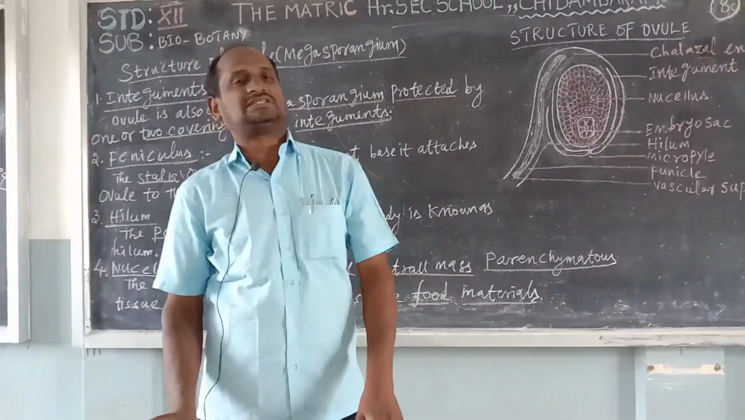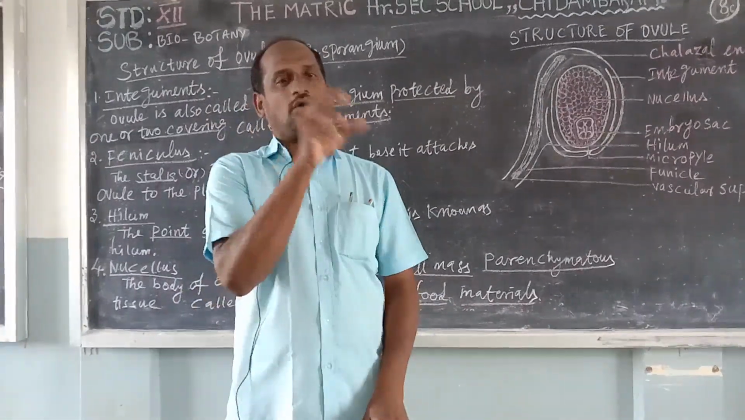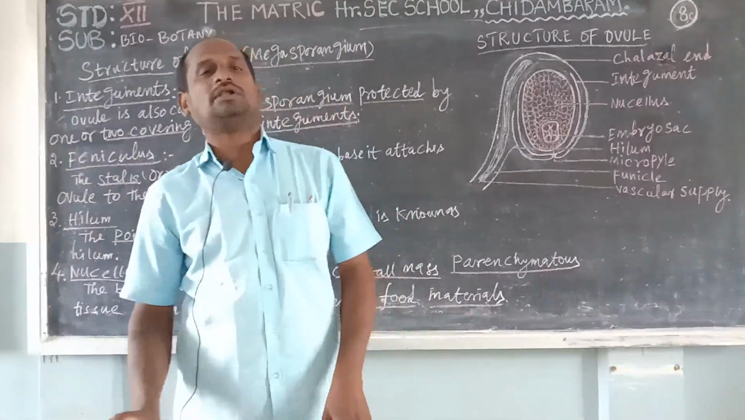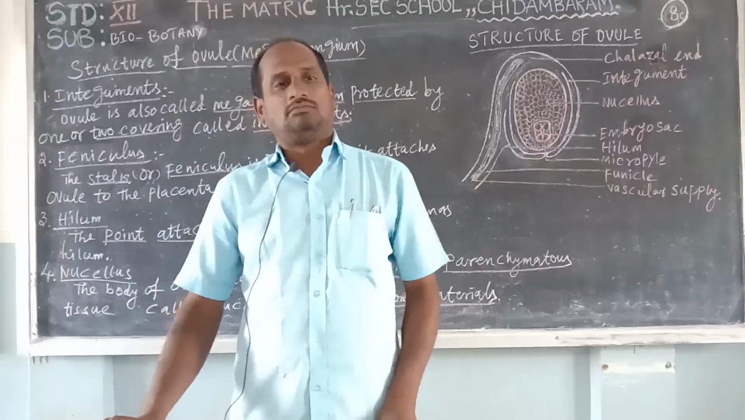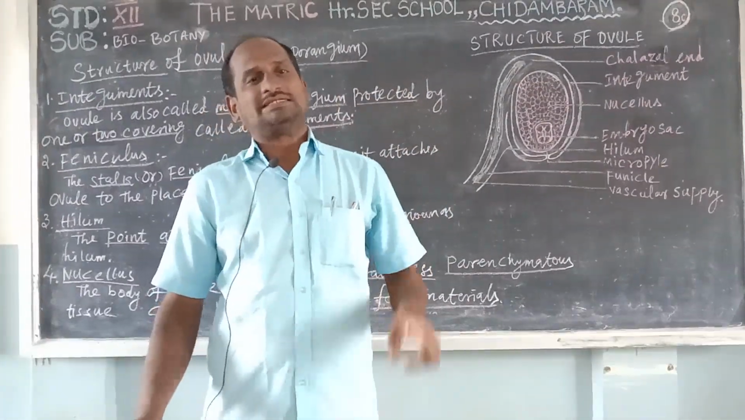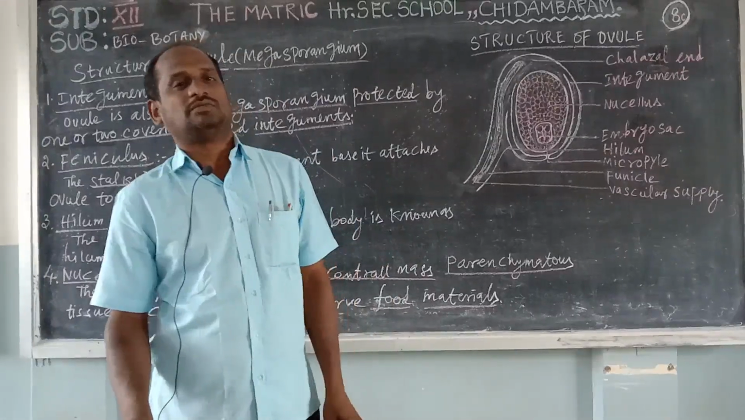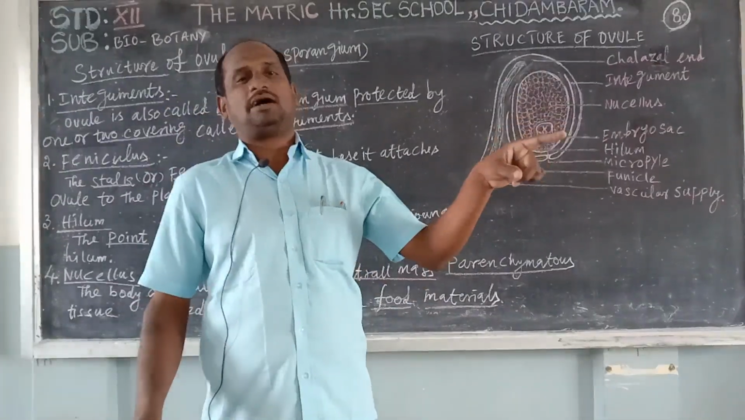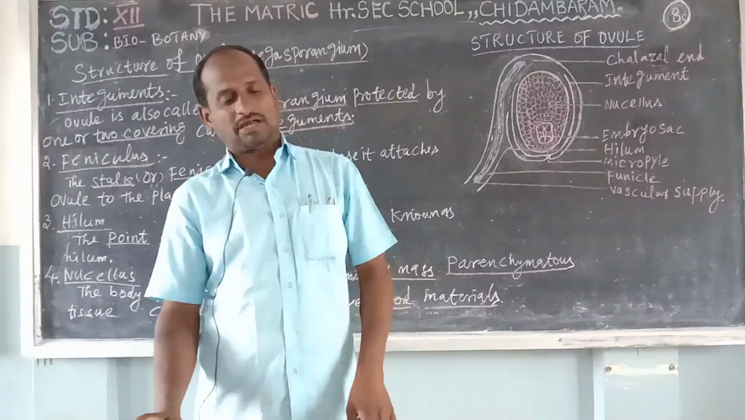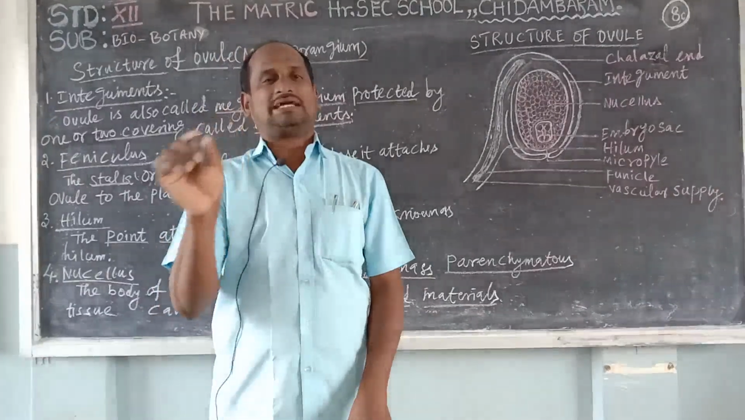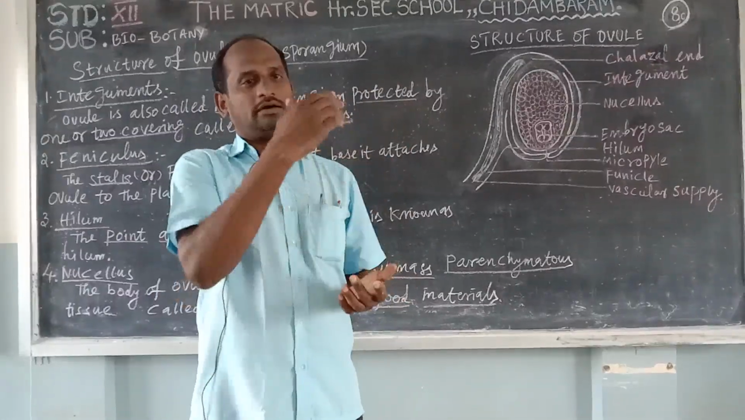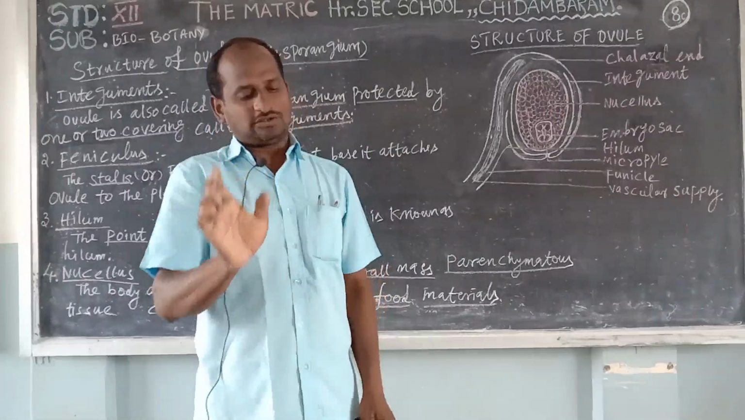Next, the ovule is present in the ovary. The ovule has some contents. The male part is the anther, the microsporangium; the female part is the ovule, the megasporangium. The microsporangium is the male part, the megasporangium is the female part. The ovule is a megasporangium attached to the placenta. These are the characters of the female reproductive organ, the gynoecium.